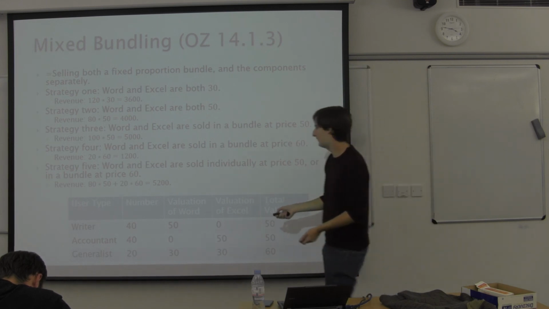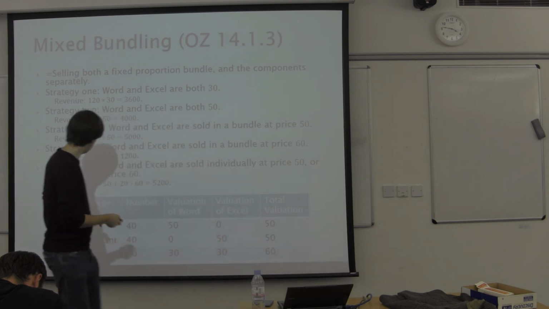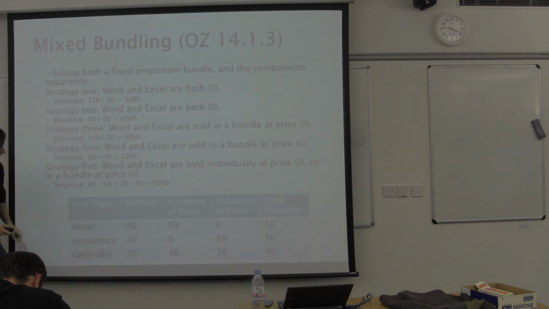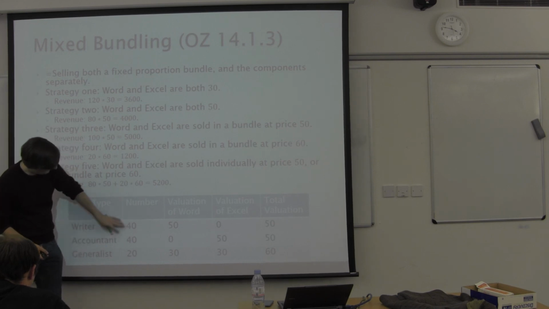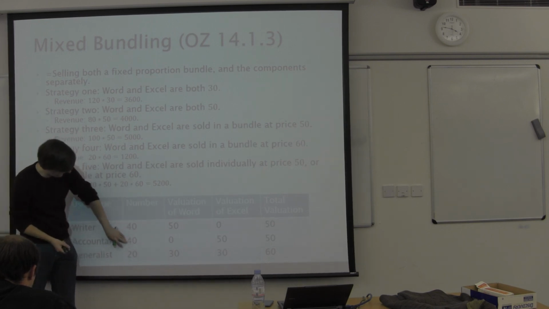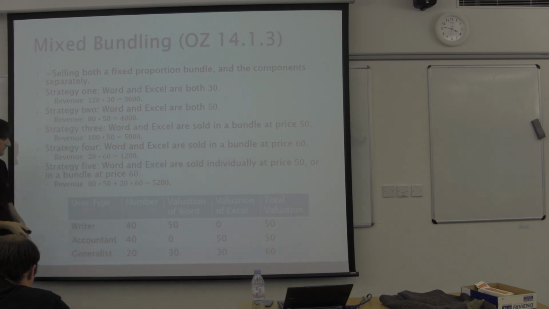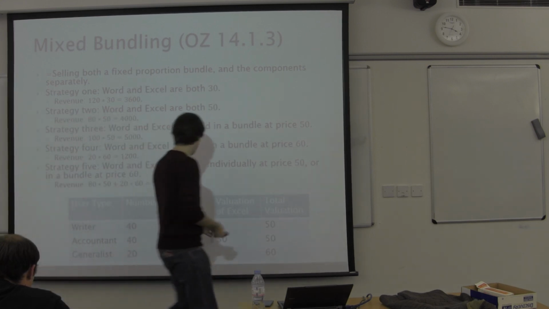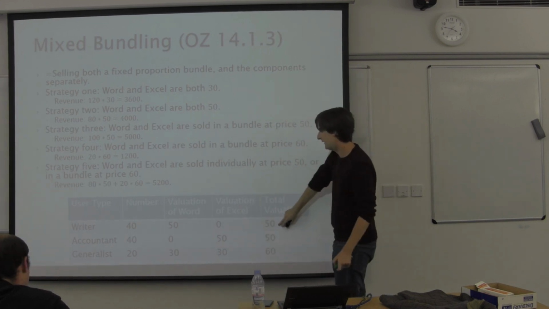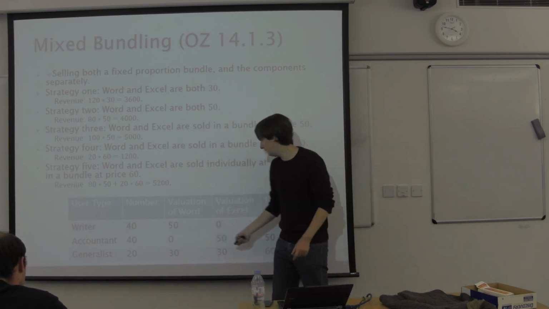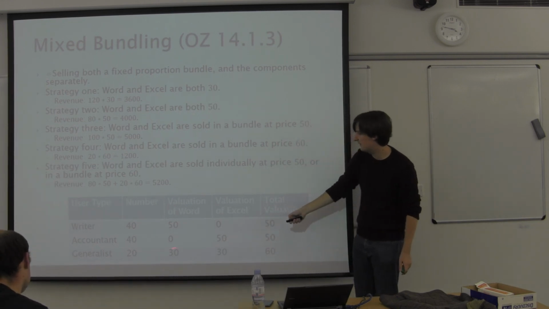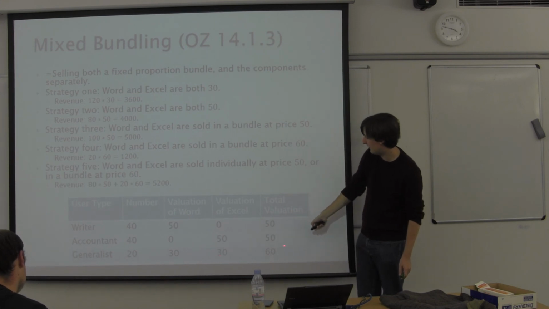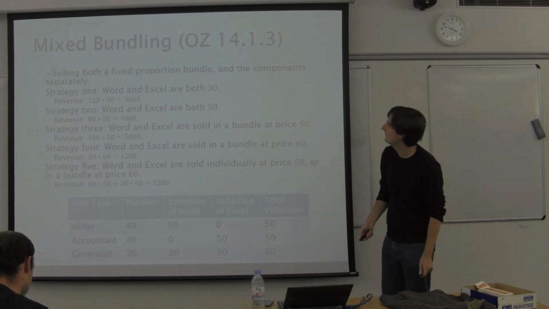So here maybe there are 3 types of people: writers, accountants, and generalists. 40% of people are writers, 40% of people are accountants, 20% of people are generalists. The writers like Word, but they don't use Excel at all. So their total valuation is 50. The accountants only use Excel, their total valuation is 50. The generalists use a bit of Word and a bit of Excel, so they value a combination at 60.